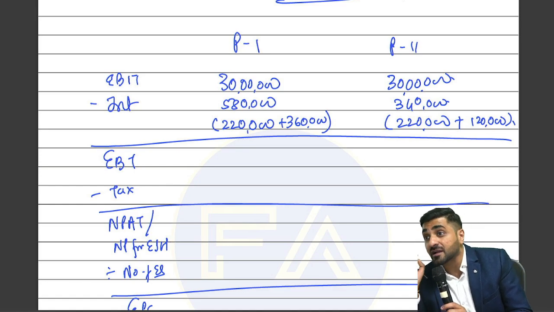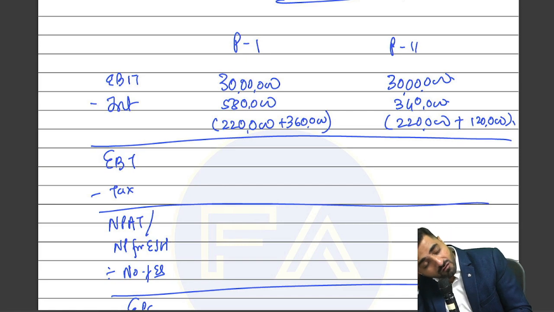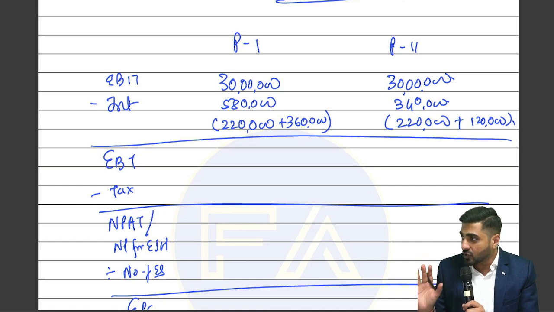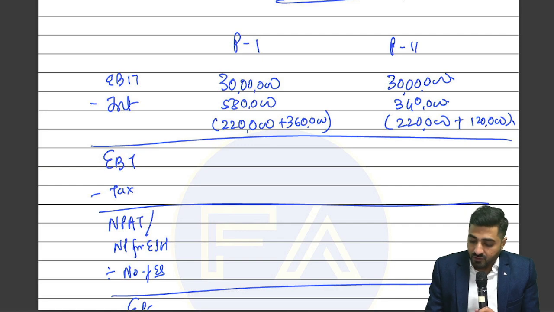Because I already have some old debt available of long-term loan. I've just paid off your debentures. I've done nothing with the long-term loan. That interest I have to anyway pay. Okay? Can I say 30 lakhs minus 5 lakh 80 will give you how much, beta?